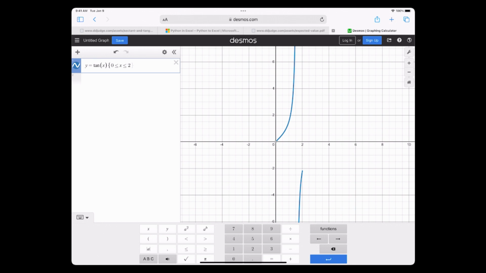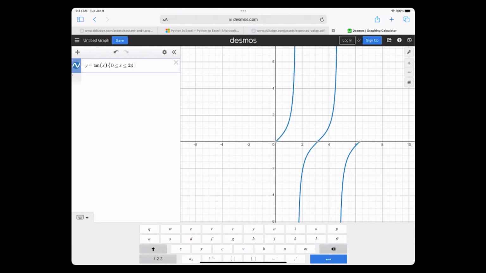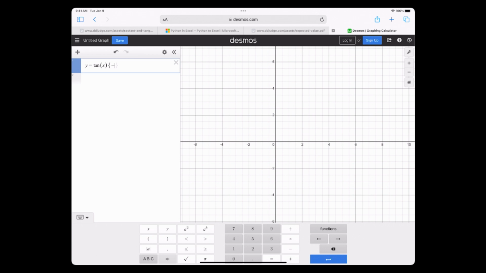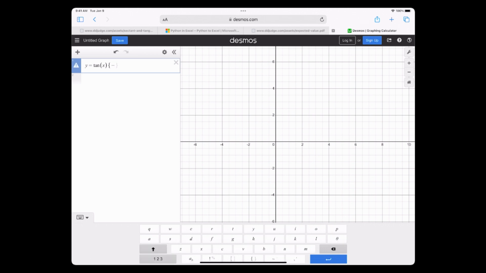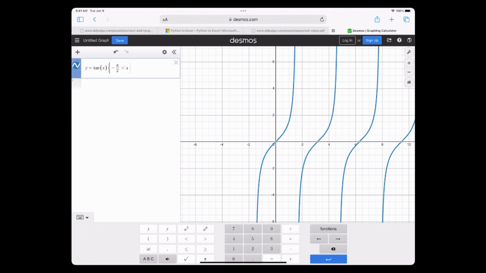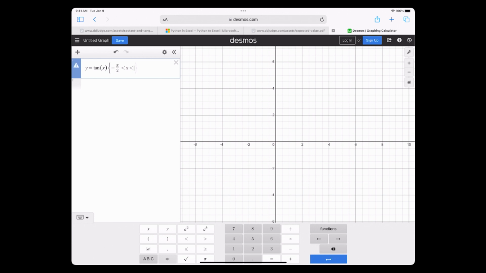So 2 pi, oops, sorry. Remember that the interval of one cycle is not the same. It's negative pi over 2, positive pi over 2. So negative pi over 2, less than x, and then less than pi over 2.